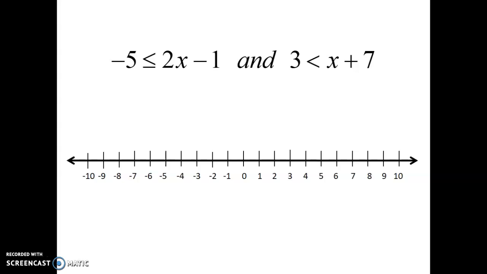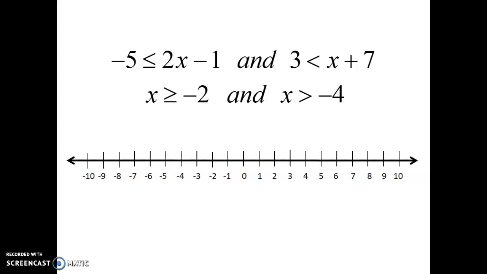All right. This is another example of what I mentioned before in the video. If you put your x's on the left-hand side, you can follow the arrows to graph this. For the first one, if you add 1 to both sides, you get negative 4 is less than or equal to 2x. Then if you divide by 2, you get negative 2. But the x is on the right-hand side, so we're going to flip the whole problem around. So x is going to be greater than or equal to negative 2, and x is going to be greater than negative 4.